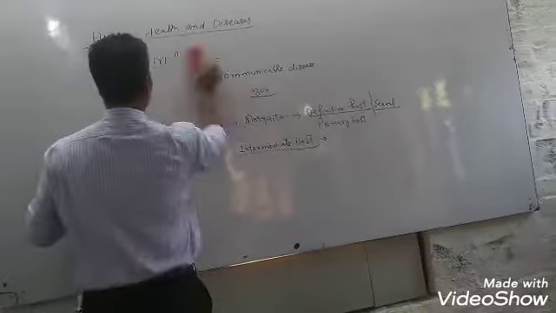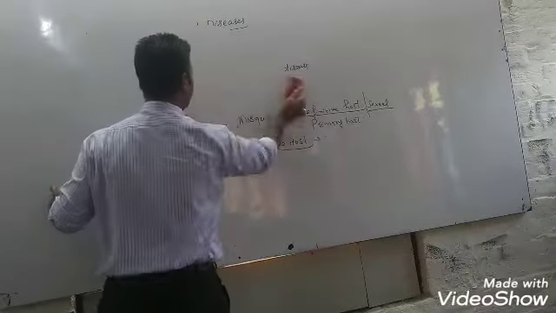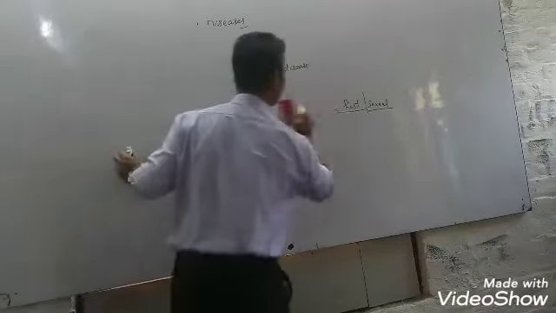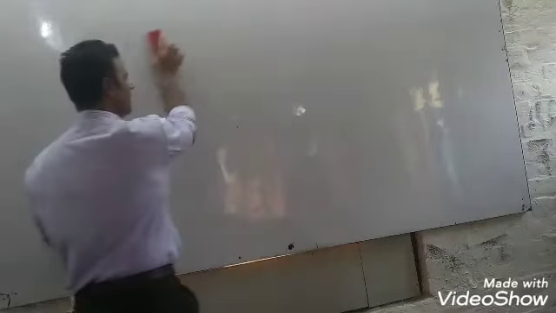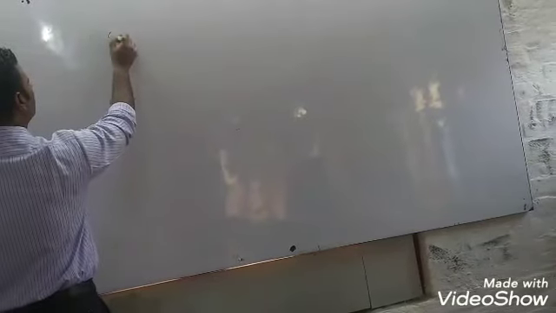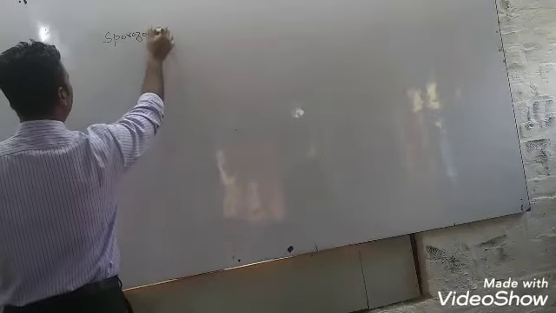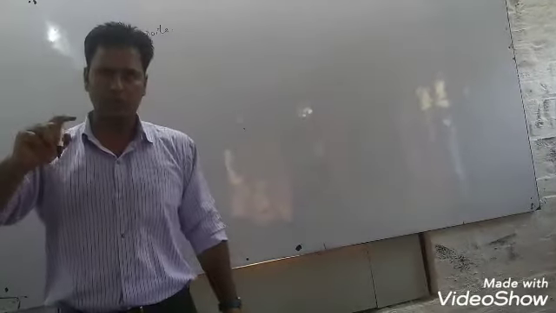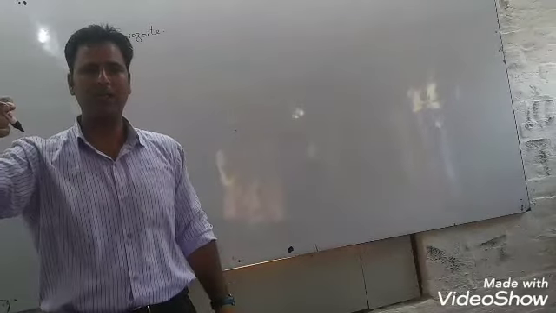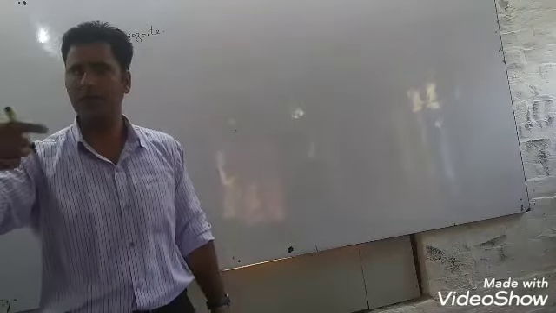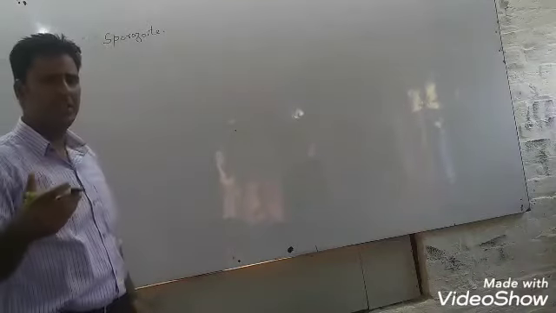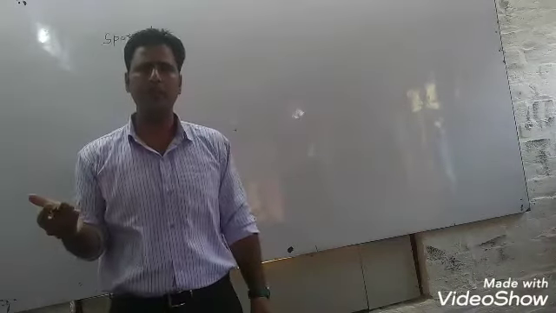The infectious stage of the parasite is basically a sporozoite. That means this is the sporozoite which is transmitted to man. We know that this disease is transmitted by female anopheles.